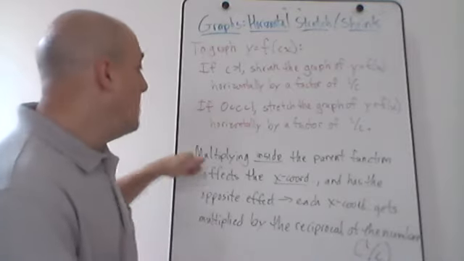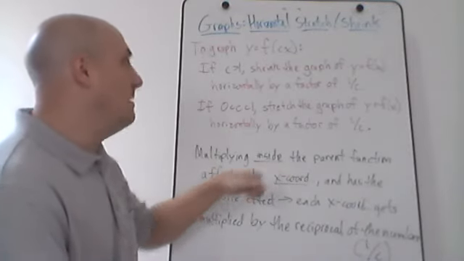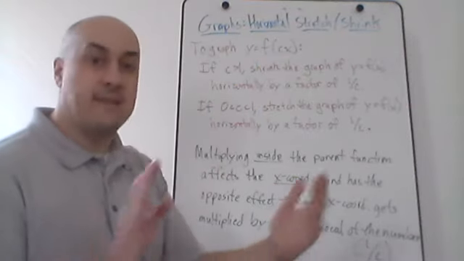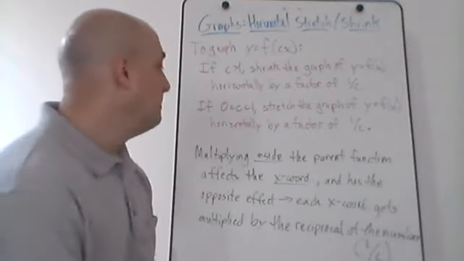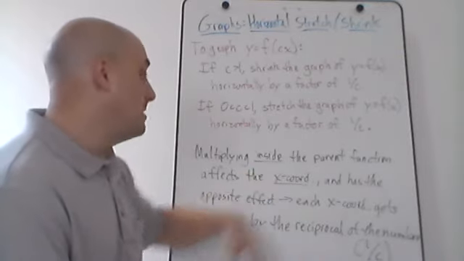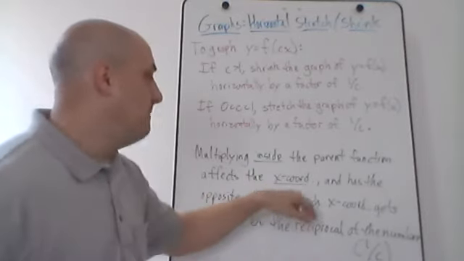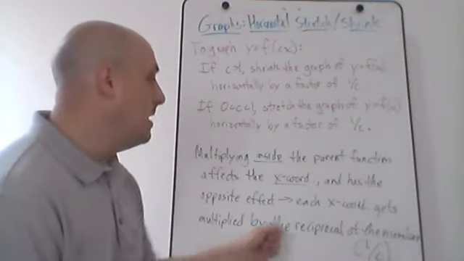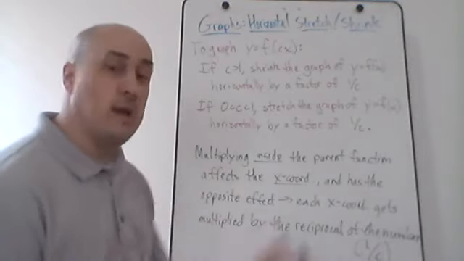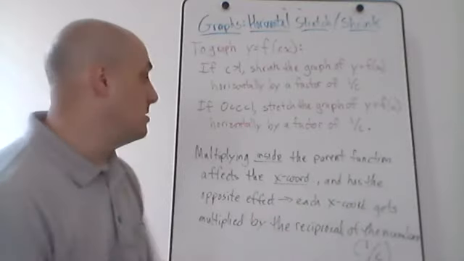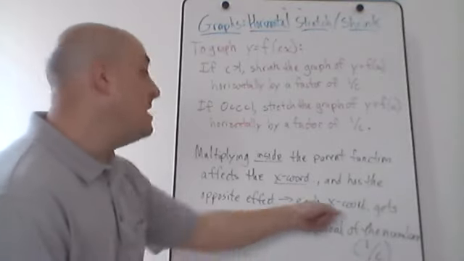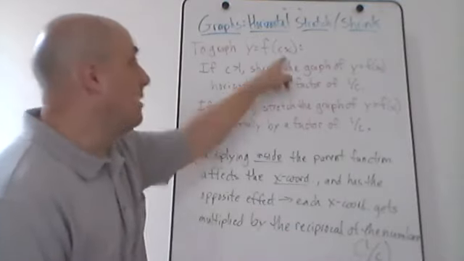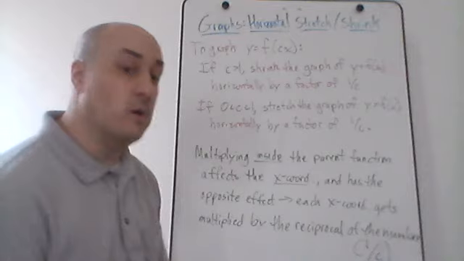All right, so again, when things happen directly with the x, they're affecting the x, which is the horizontal direction. When I multiply inside the parent function, it affects the x coordinate, but it has the opposite effect of what you would think. When I multiply by a number bigger than 1, I actually shrink the graph. A number smaller than 1 stretches it out. And we're always multiplying each x coordinate of the parent function times the reciprocal of the number that's in front of the x, which is the 1 over c.